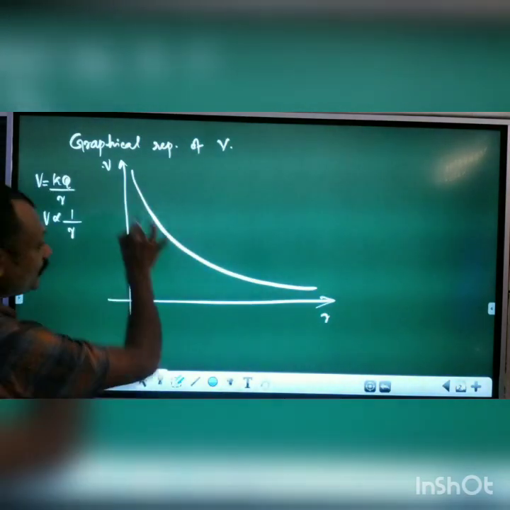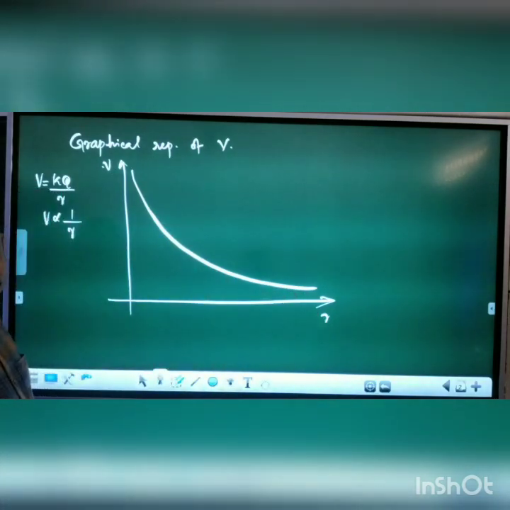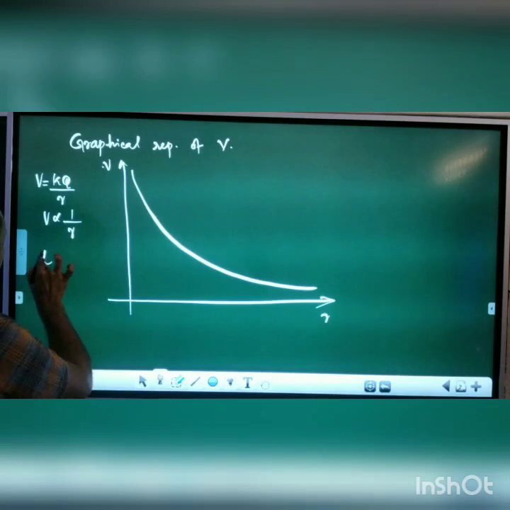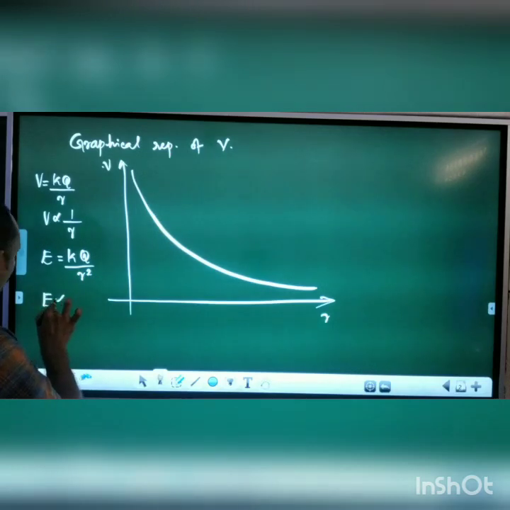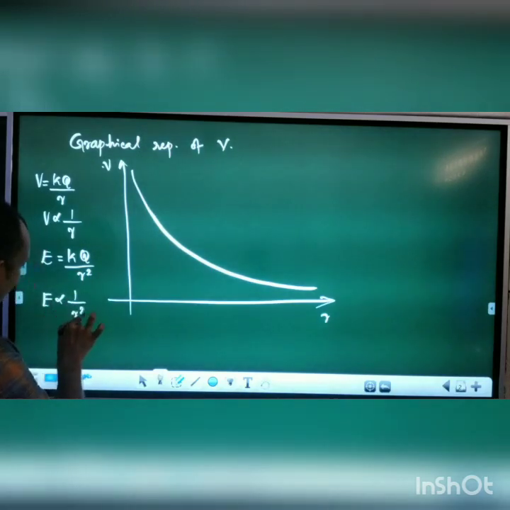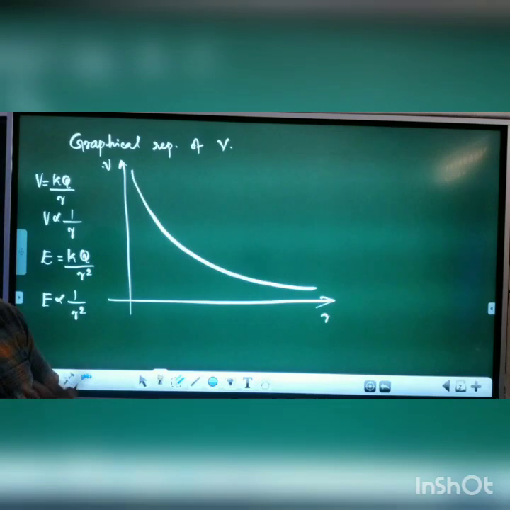This is a graph between V and R. What is the shape of the graph? What is the formula for the electrostatic field? E is equal to kq by r square. So E is proportional to 1 by r square. The graph is a parabola.